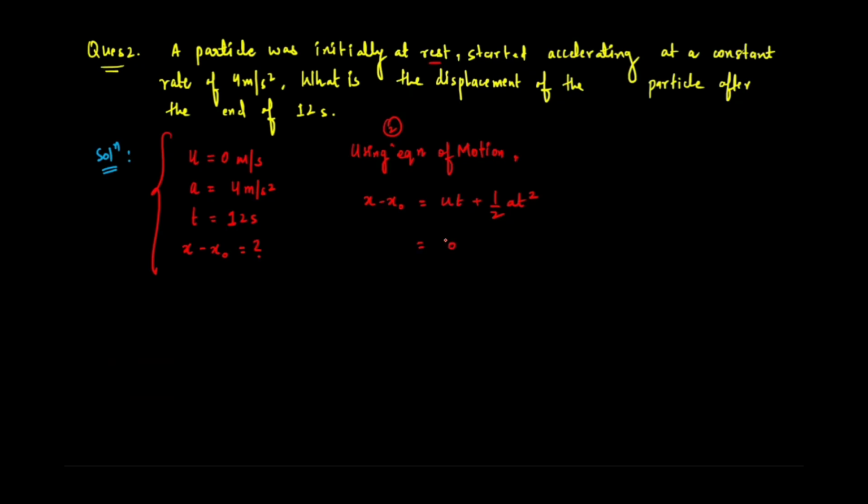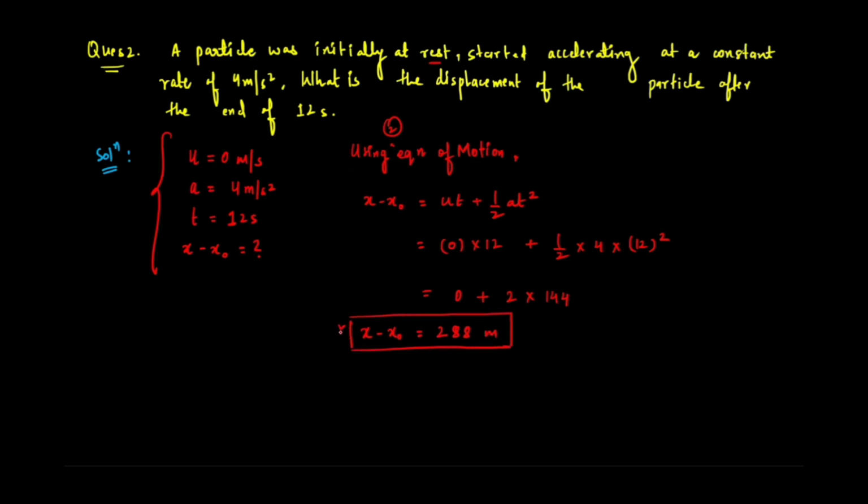So u is 0, multiplied by 12 is going to be 0. Half acceleration is 4, time is 12, so we have to write square of 12. When we solve it, we get 0 plus twice of the square of 12, which is 144. So x minus x naught is going to be 288 meters. This is the displacement of the particle after the end of 12 seconds.